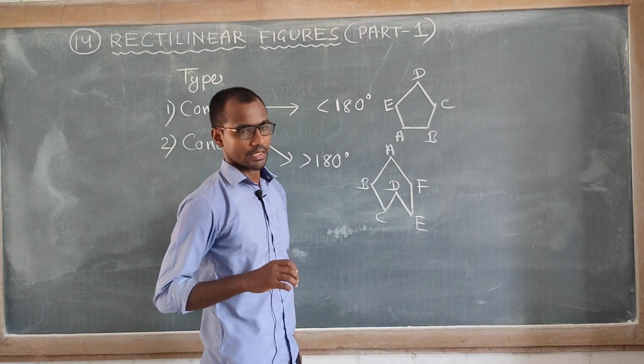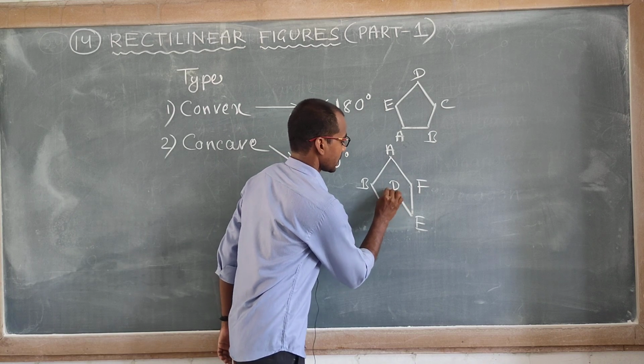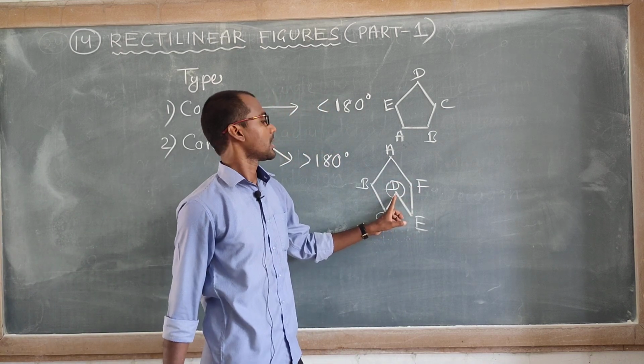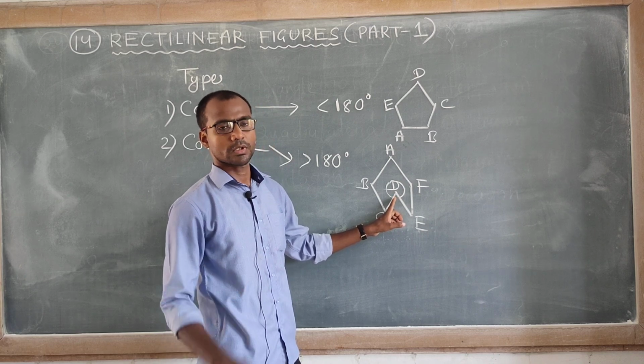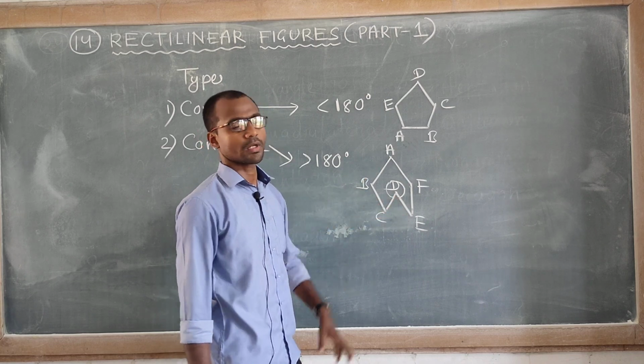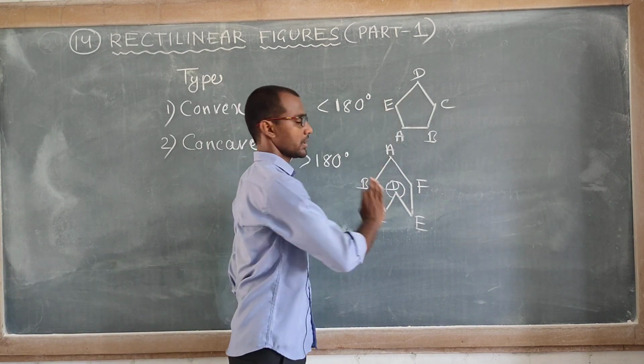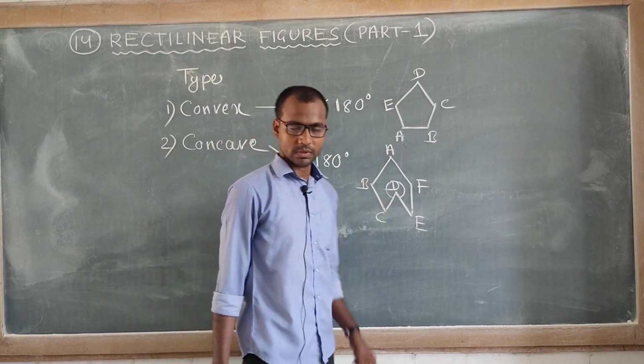These angles are less than 180 degree, but angle B, the interior angle B, is more than 180 degree. So such a polygon is called concave polygon. Okay, so this is convex and this is concave. This is not in your syllabus.